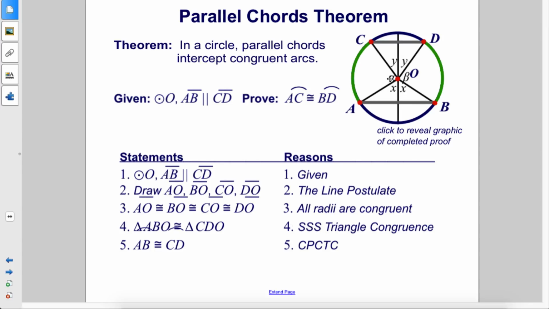So triangle ABO is congruent to triangle CDO, therefore these angles here are congruent, meaning that these arcs here are also congruent because corresponding parts of congruent triangles are congruent.